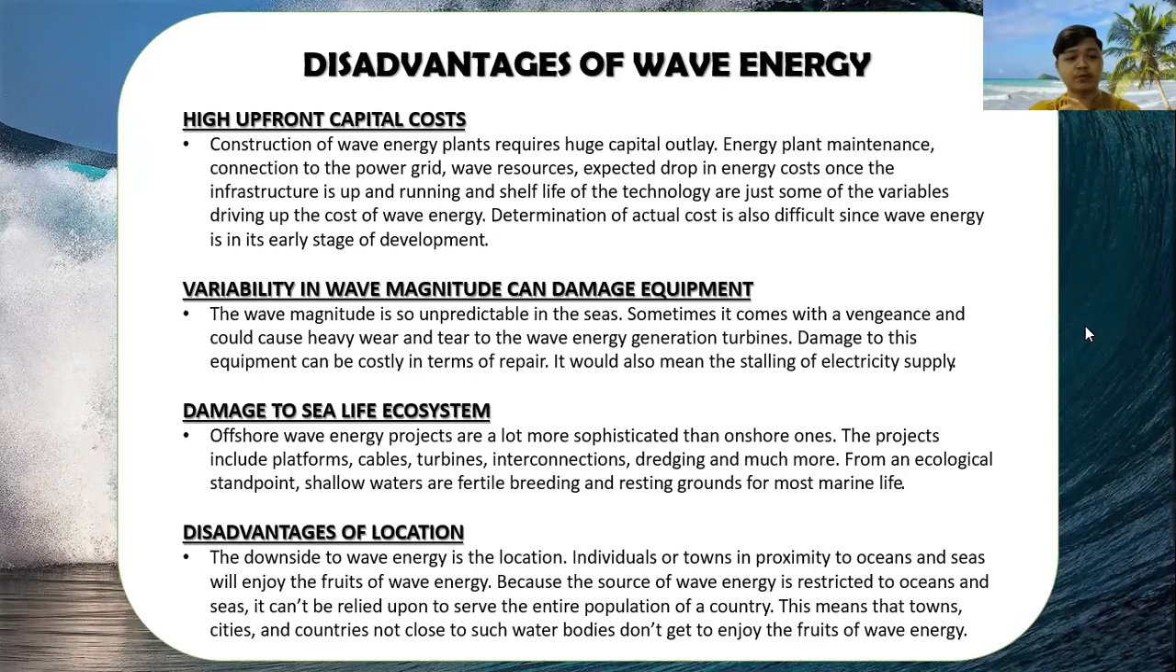The last disadvantage of wave energy is location. The downside of wave energy is the location. Individuals or towns in proximity to oceans and seas will enjoy the fruits of wave energy, because the source of wave energy is restricted to the oceans and seas. It cannot be relied upon to serve the entire population of a country. This means that towns, cities, and countries not close to such waters do not get to enjoy the fruits of wave energy.